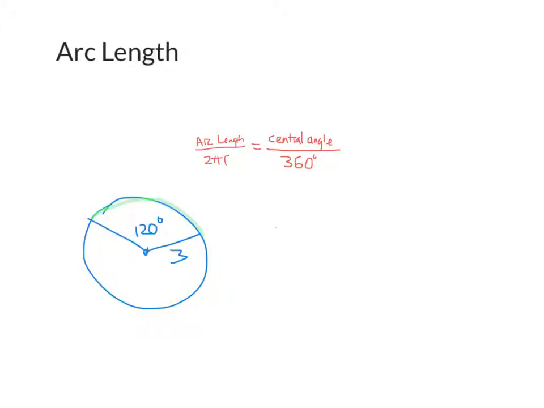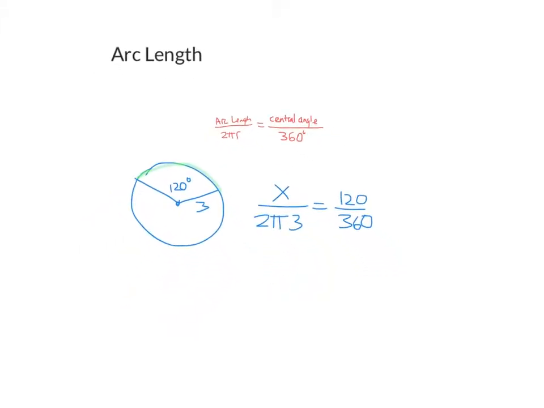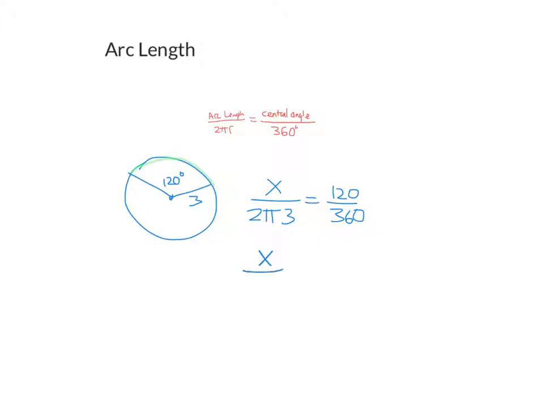So we're going to write x over 2 pi times 3. We'll worry about that later. And we have equals 120 over 360. And on the next line, we can write x over 6 pi. And 120 over 360, that definitely reduces to 1 over 3. Isn't that great?